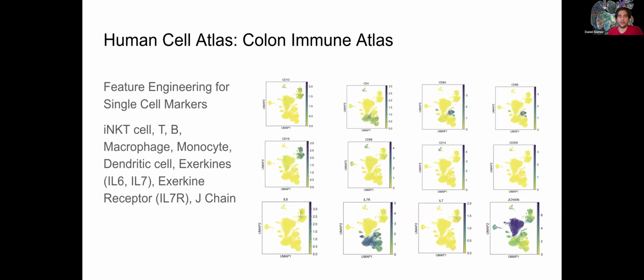And then the secretory component, another function of the J chain, is that it binds to polymeric Ig receptor, so pIg receptor. And those are in the epithelial cells. So all the epithelial cells that you've seen, they also express the J chain. So that's why you see it all distributed throughout the entire UMAP.